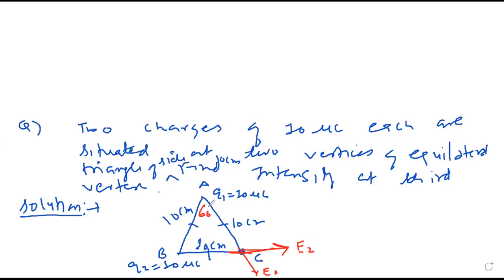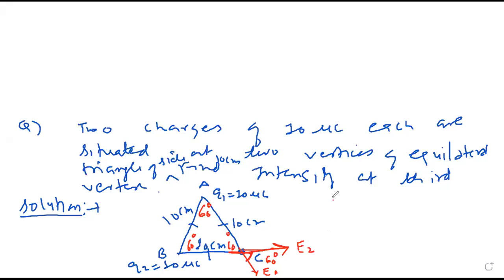What are the angles of an equilateral triangle? 60 degrees. So what will be this angle? 60 degrees. So we have E1 and E2, and the angle between them is 60. What is the resultant of two vectors if the angle between them is theta? Root of p square plus q square plus 2pq cos theta, correct?